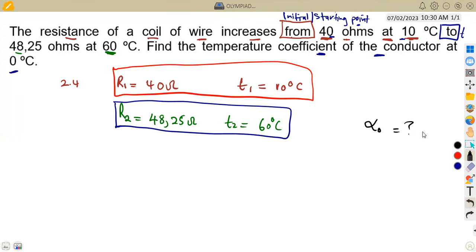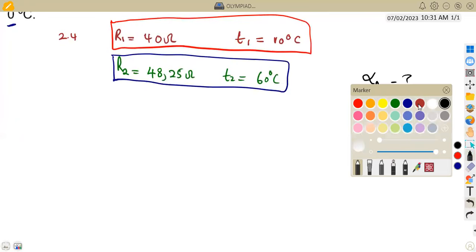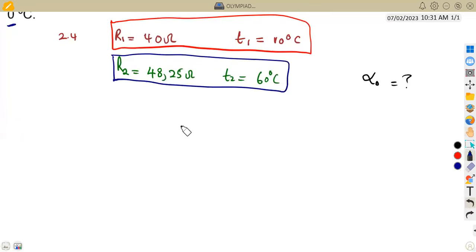So how are we going to have this? Remember, whenever you have got different resistances and different temperatures, but referred to at a temperature coefficient of 0 degrees Celsius, we are going to use the formula which is also given in our formula sheet, which is R1 over R2 is equal to 1 plus the temperature coefficient at 0 degrees Celsius times T1 over 1 plus the temperature coefficient at 0 degrees Celsius times T2. So this is the formula that we need.